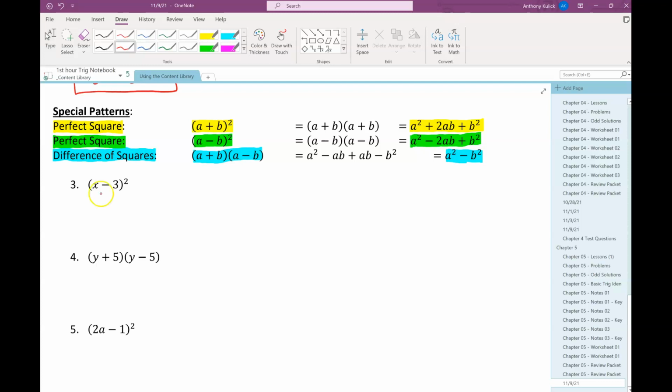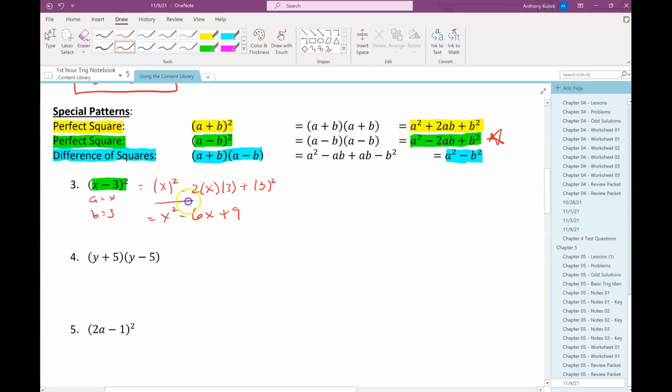Okay, so let's look at a quick little example here. If I look at 3, this looks like the green situation to me, right? So my a is x, and my b is 3. When I plug this into my pattern, I have x squared minus 2 times x times 3 plus 3 squared. I'm just plugging my a's and b's into that pattern. So that gives me x squared minus 6x plus 9.